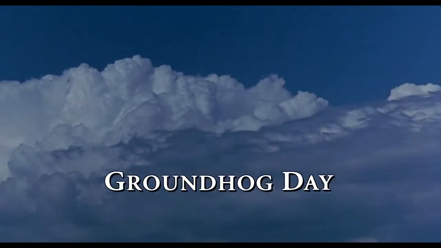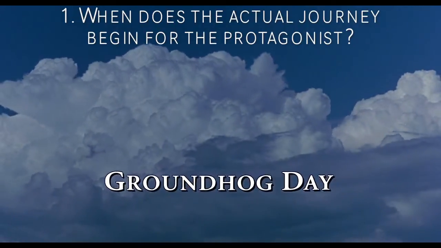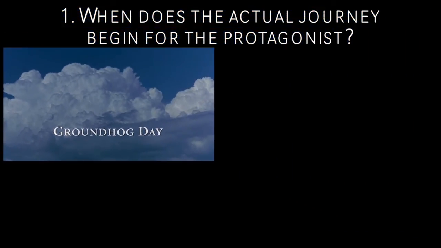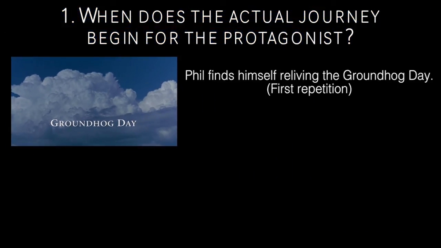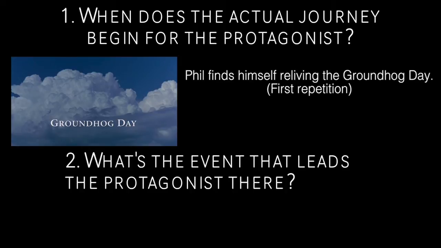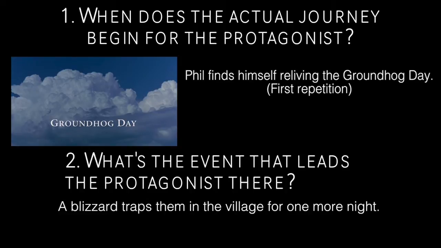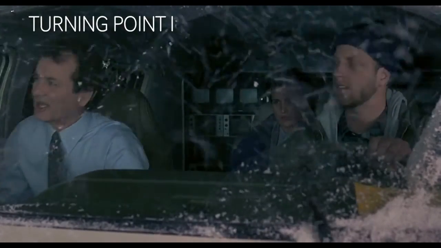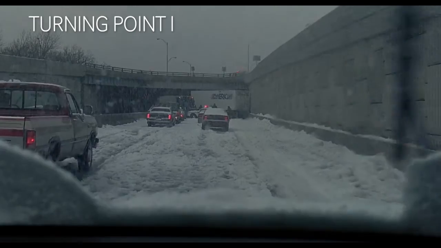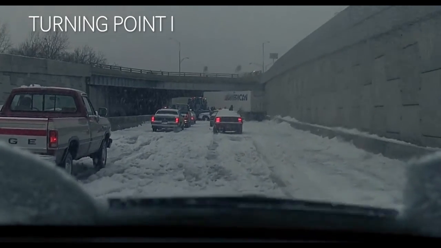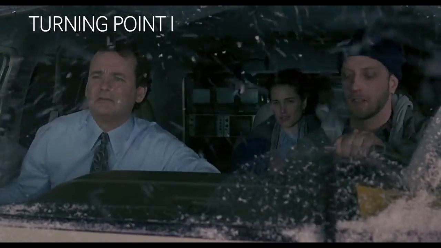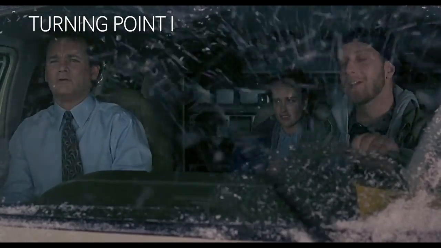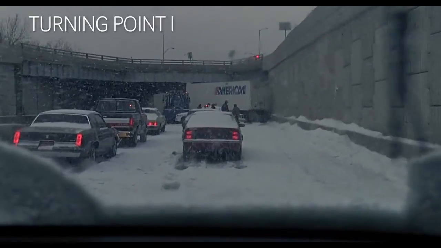Groundhog Day. When does the actual journey begin for the protagonist? On the first repetition of Phil's day. What's the event that leads the protagonist there? A blizzard traps them in the village for one more night. A blizzard that everyone seems to expect except for Phil, who is an arrogant weatherman, traps him and his co-workers in the Punxsutawney village for one more night.